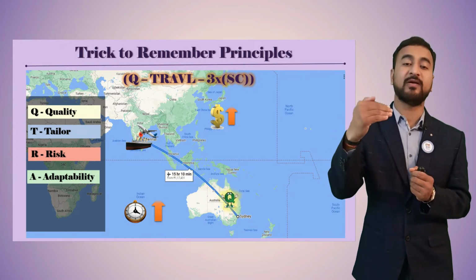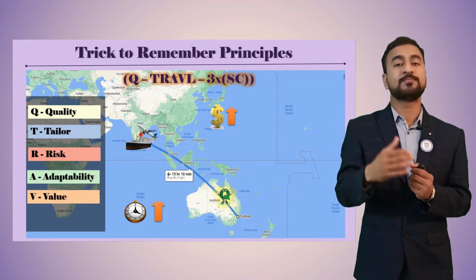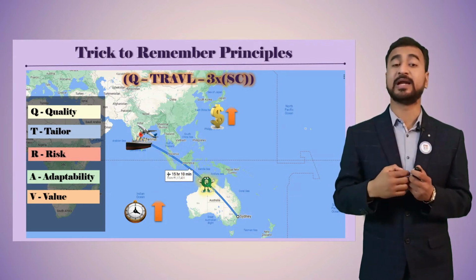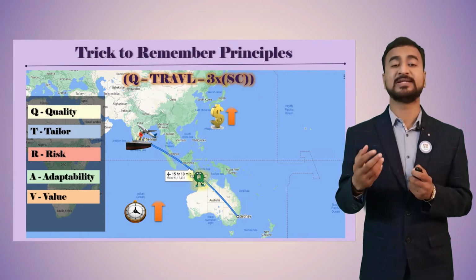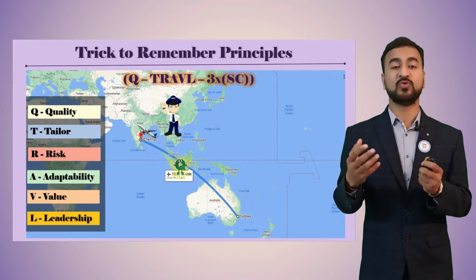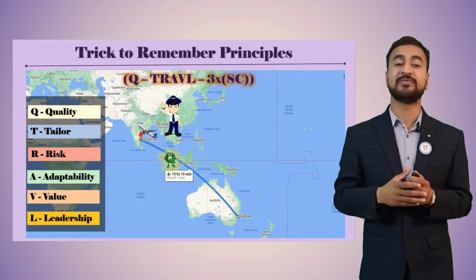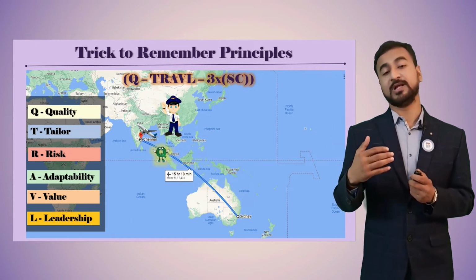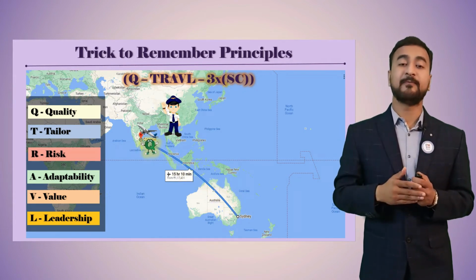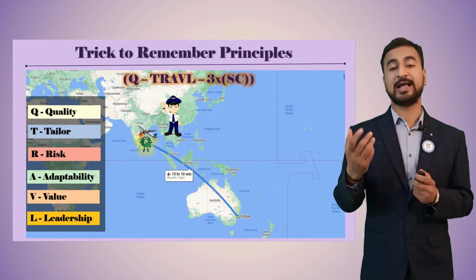So based on traveling from Sydney to Chennai, he took that risk and showed adaptability and value, the cost-benefit analysis he did, and how he got that deal signed. That is most important. So that is associated with value and leadership. The flight is commanded by the pilot, so he took a leadership role.